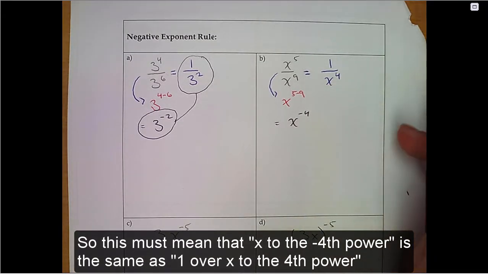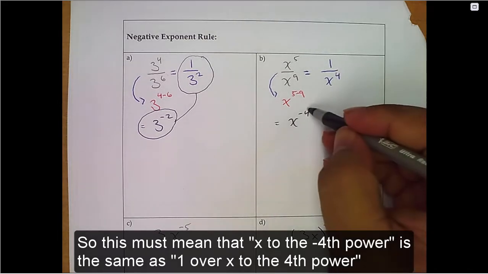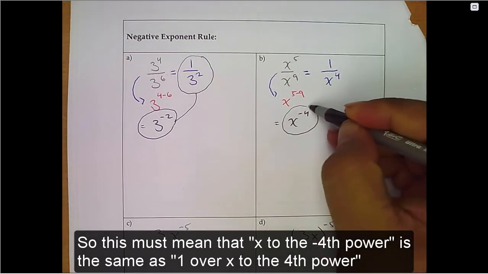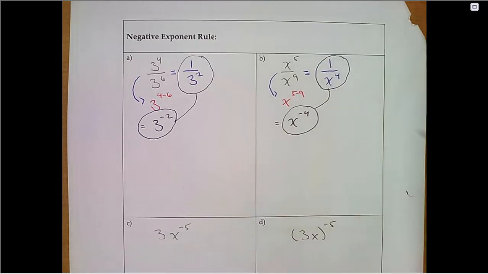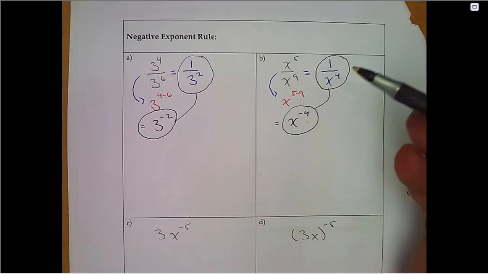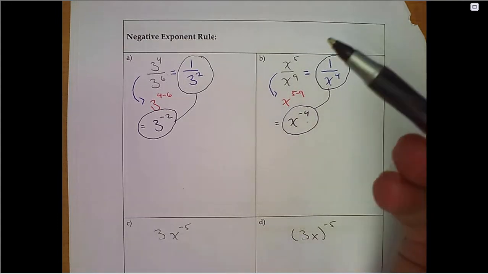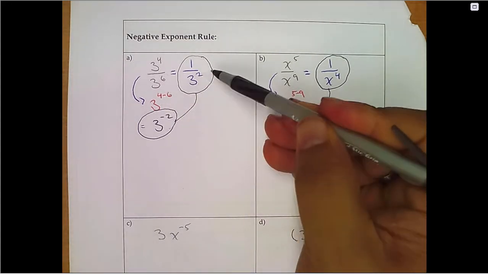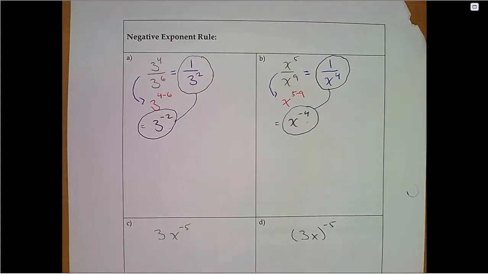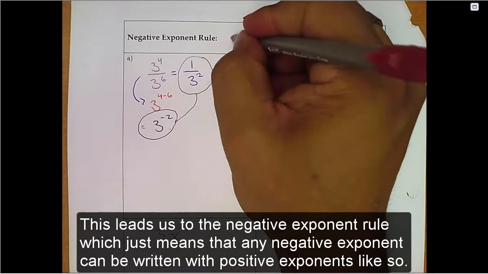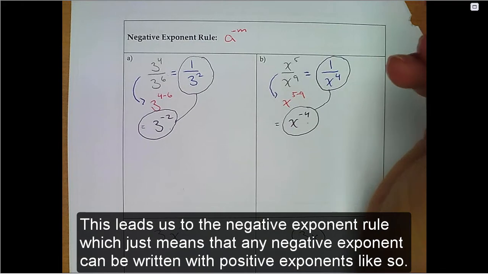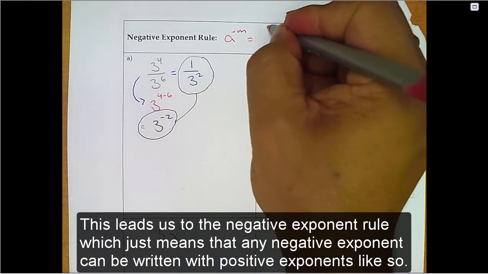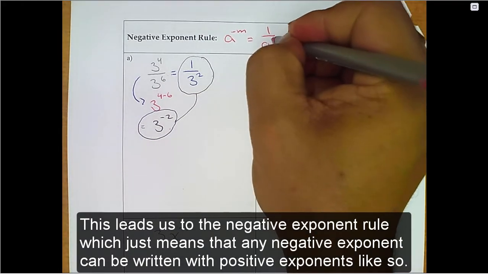So this must mean that x to the negative 4th power is the same as 1 over x to the 4th power. This leads us to the negative exponent rule, which just means that any negative exponent can be written with positive exponents like so.